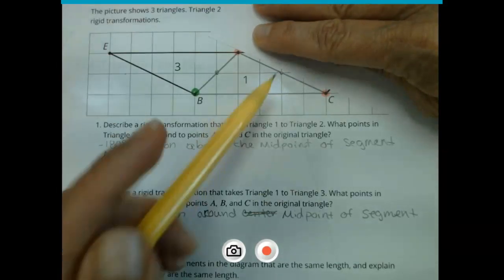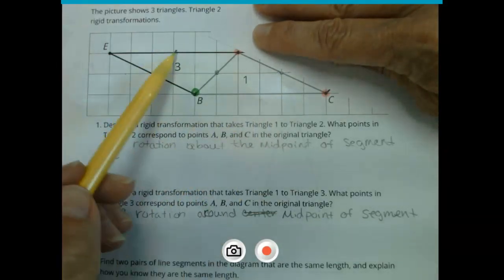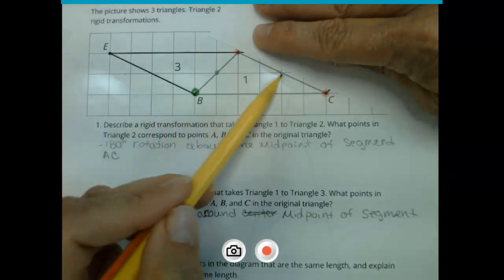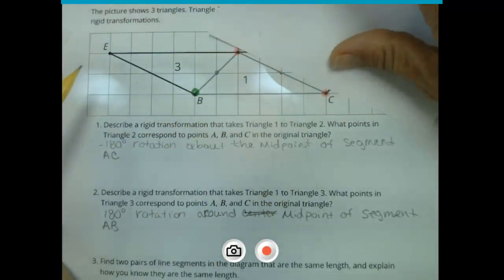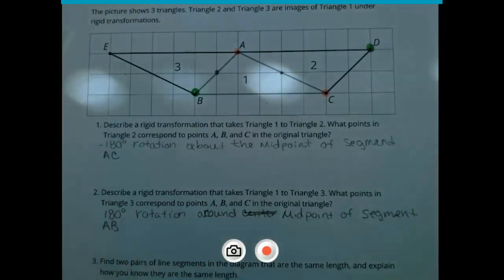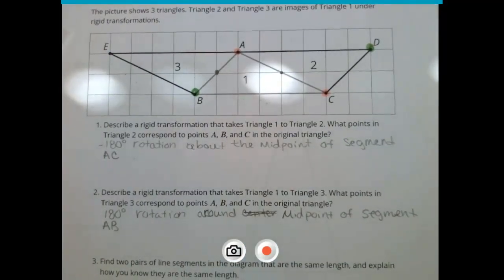So you just rotated it, and once again, you made a set of parallel lines here, and then you made a set of parallel lines there, okay? So that was just a 180 degree rotation. Then it said, let's see, what points correspond to points A, B, and C.